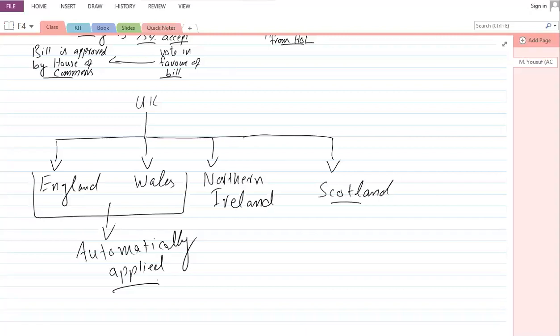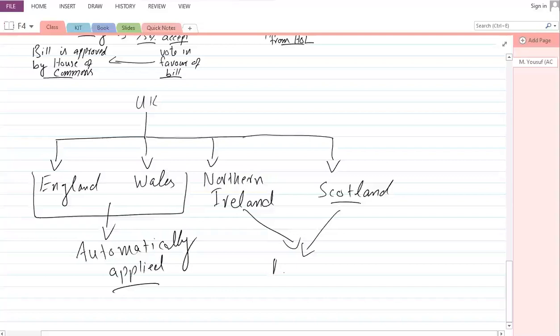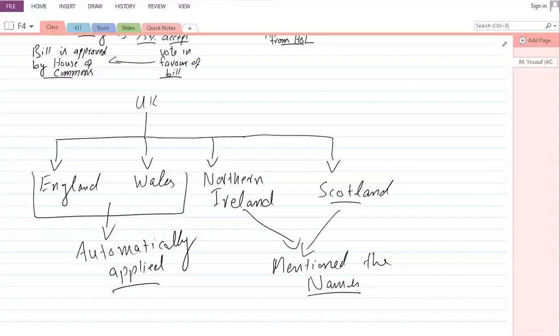If someone wishes to apply that act on Northern Ireland and Scotland as well, they need to mention the names. If the names of Northern Ireland and Scotland are mentioned in the act, then that specific act will also be enforced there. Otherwise, if their names are not mentioned, it will be applied in England and Wales only. So this is important, the geographical enforcement of an act.